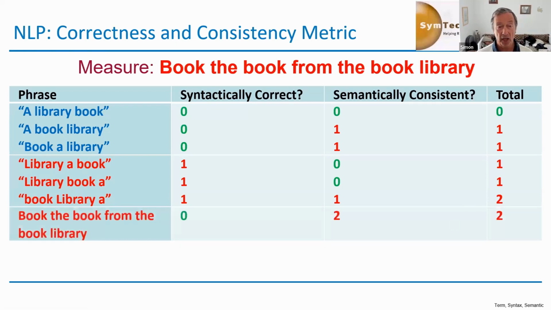Book the book from the book library. This is the important thing. It's syntactically correct. It follows the textual analysis. It gets through the first 2 checks, but it fails dramatically at being semantically inconsistent.